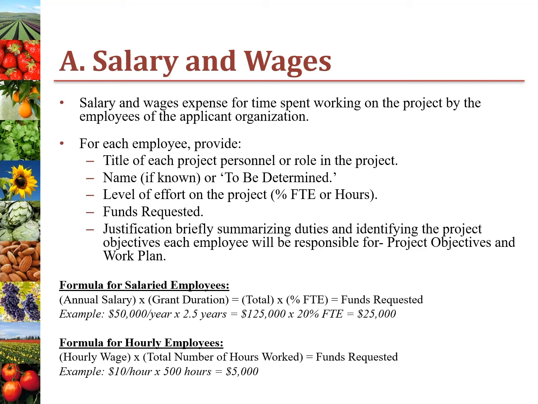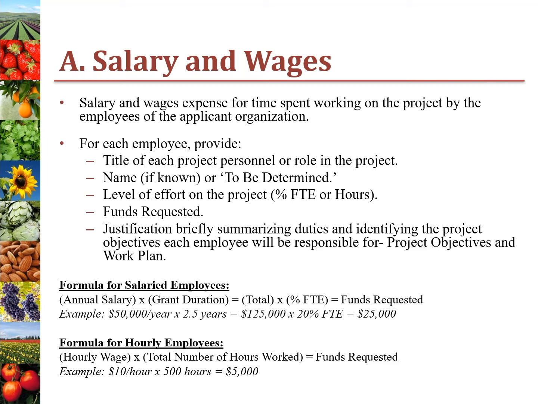Next, enter the level of effort as percent full-time equivalent or number of hours to be worked over the entire grant duration. And finally, the funds requested for each individual. Below the table, provide a justification for each employee listed. Briefly summarize duties and identify the project objectives that each employee will be responsible for completing. Include the objective number from the project objective and work plan template. It's important to note that every person who will be paid with grant funds must be responsible for activities in the project objective and work plan.